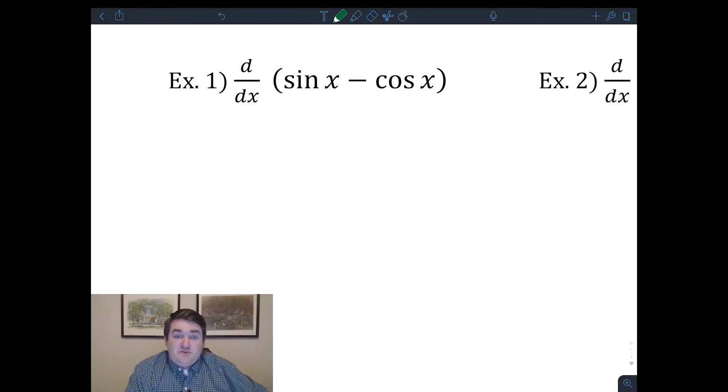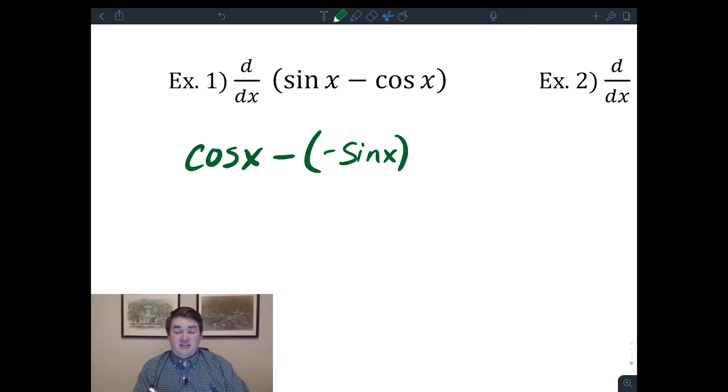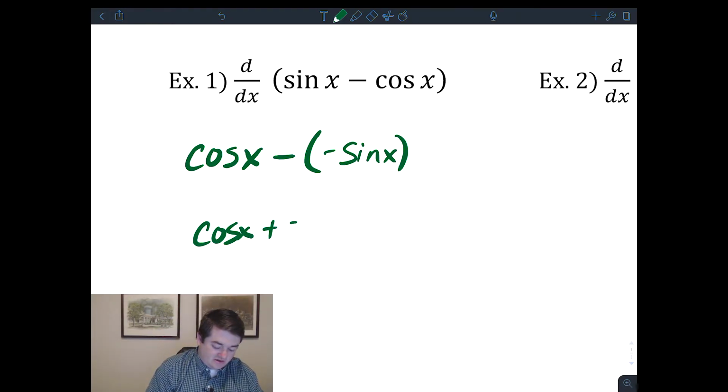Example 1, the derivative of sine x minus cosine x. Well, just like with polynomials, we're going to take our derivative piece by piece. So the derivative of sine x is cosine x minus the derivative of cosine x, which is negative sine x. Minus a negative, of course, means addition, so my derivative is cosine x plus sine x.